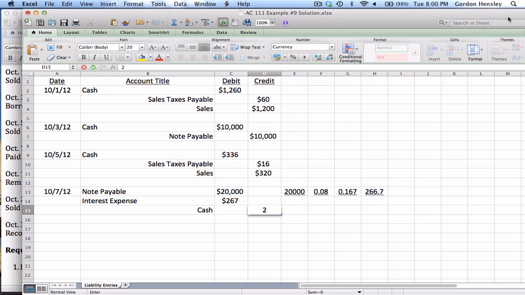So that means I will pay $20,267 total on that note payable. So remember, on notes payable, you only calculate the interest when you pay the money back, and it's based on simple interest, principal times rate times time.